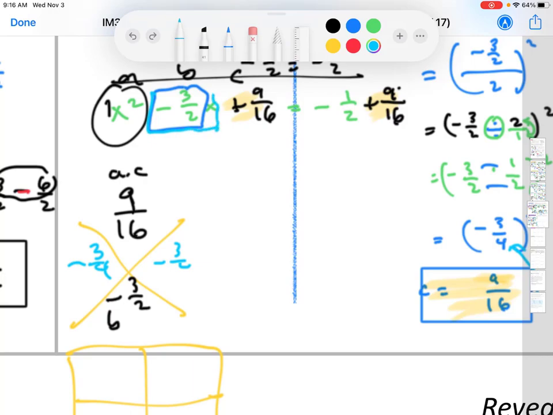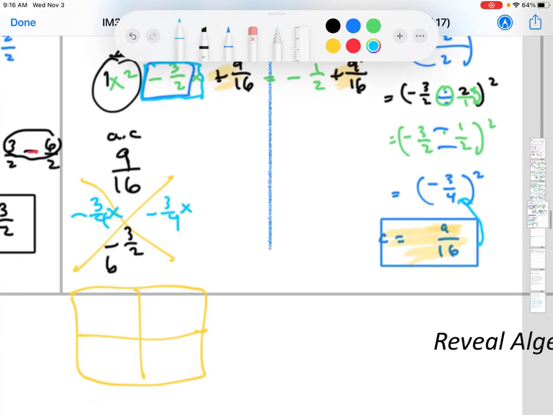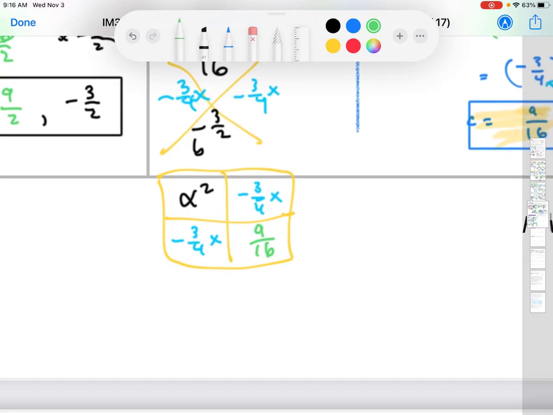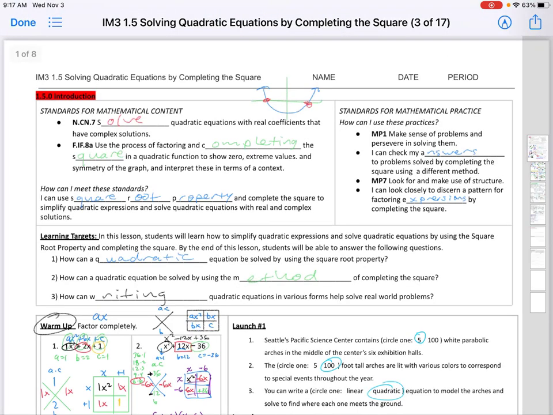Remember, we are splitting this term right here, so we have to add an x. That's a 4. So negative 3/4 x, negative 3/4 x. And here we have x squared, and then 9/16. Okay, I'm taking the greatest common factor, so that would be an x, negative 3/4, x, and negative 3/4. So there you can see what happened.